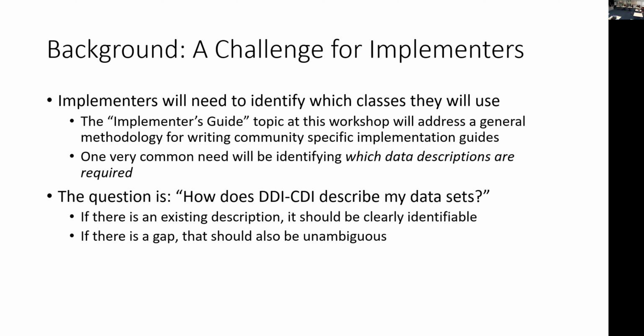If there is an existing description, it should be unambiguously clear which description is appropriate for that data. If there's a gap, it should be clearly identifiable as a gap. Right now we have a model that can do a lot of things and describe a lot of things, but we have not documented a process by which that question can be answered unambiguously, and that's the challenge here.